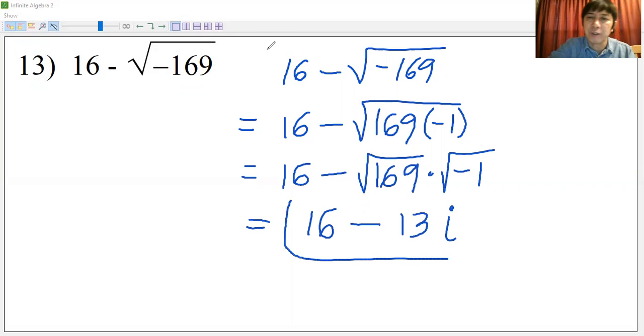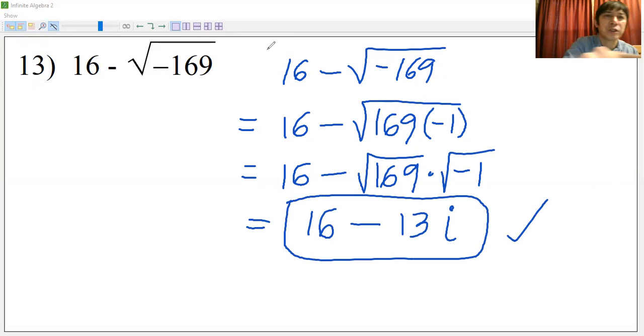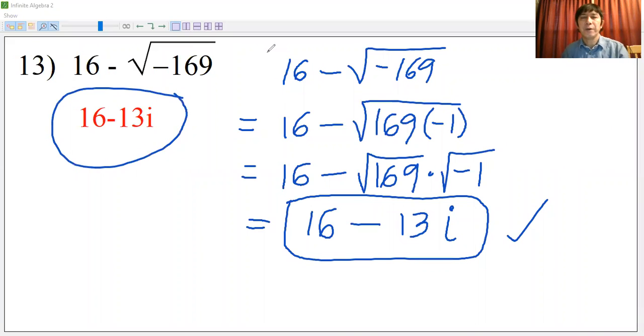So the equivalent simplified to this. And we can check it over here. So you have there 16 minus 13i. That gives us the confirmation, and that's it. We're correct. And we shall continue with the next number, 14. Let's consider the next one.